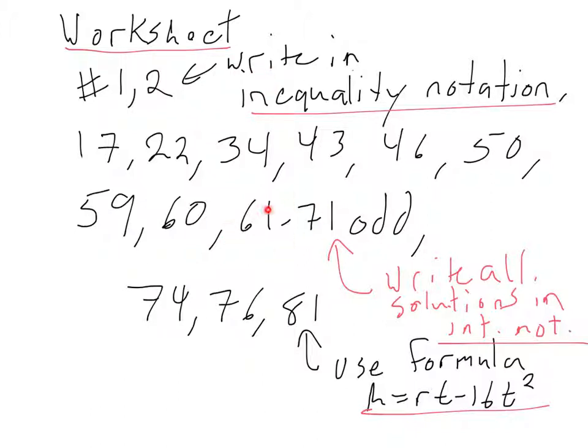For 61 through 71 odd, I would also like you to write all of your solutions in interval notation. And for number 81, which is a projectile in motion question, which you might be familiar with from Algebra 2, I'll explain it more tomorrow. I want you to take a crack at it first, though. But the formula you'll need to use for number 81 is h is equal to rt minus 16t squared.